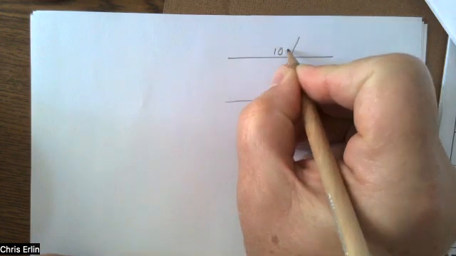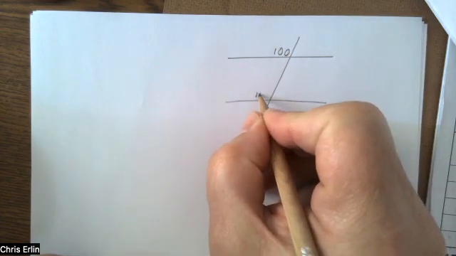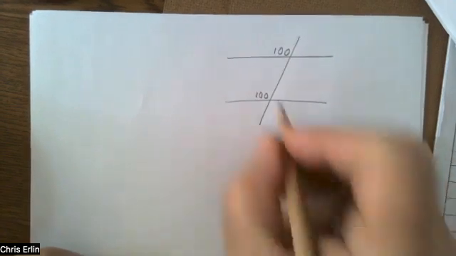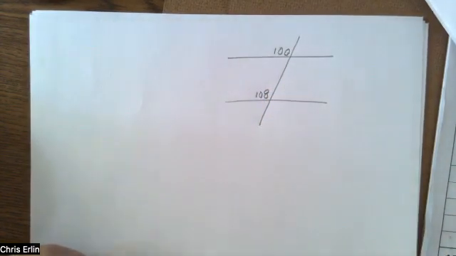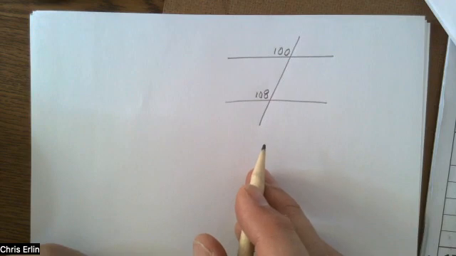What if I say that this is 100 degrees and this is 100 degrees? You think they're parallel now? Well, before we get there, let's try this. What if I tell you this is 100 and this is 108? Now you're sure they're not parallel? Why?